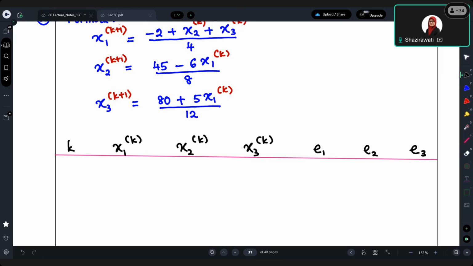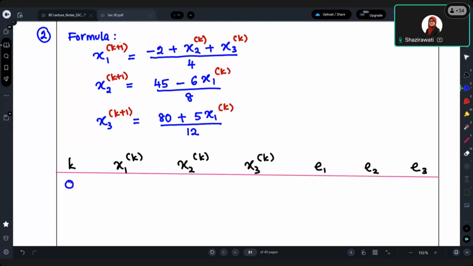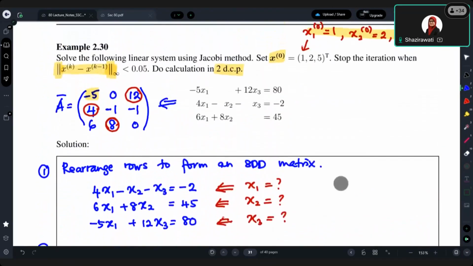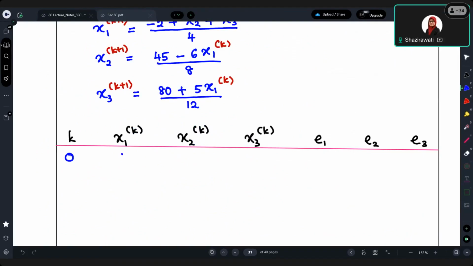So I want to save space. If we put x1 minus x1, the column would be quite long and wide. Okay, k equal to 0. When k equal to 0, we have x1^(0), x2^(0), x3^(0), which are the initial values given by the problem: 1, 2, and 5. So at the first row, you have 1, 2, 5. There is no error yet because we do not have two values of x yet, only one. So just a dash for the error. Okay, now.